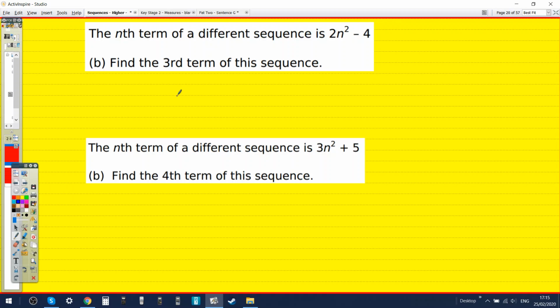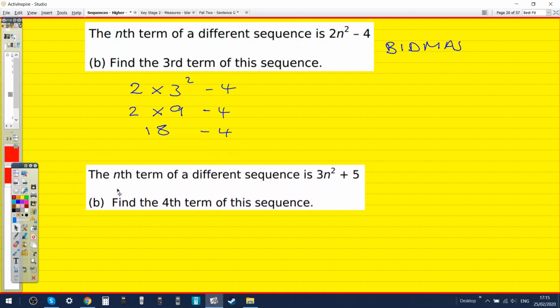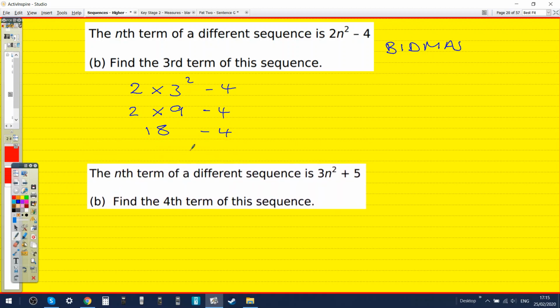Okay, so the nth term of a different sequence is 2 times by 2 squared minus 4. So you need to do indices. So 3 times by 3 is 9, and then 9 times by 2 is 18, and 18 take away 4 is 14. Well done.